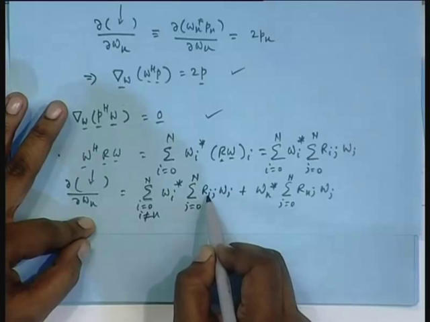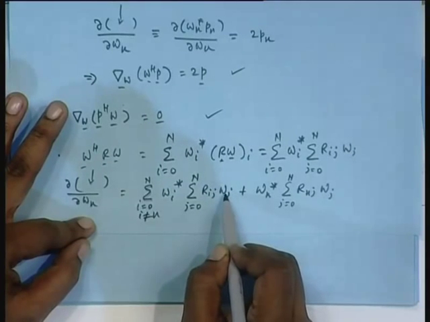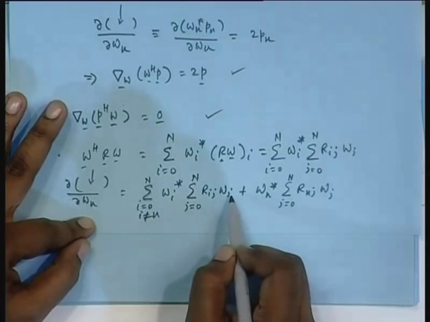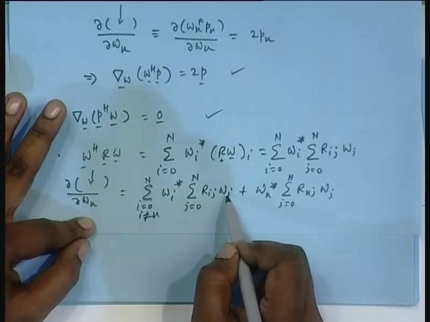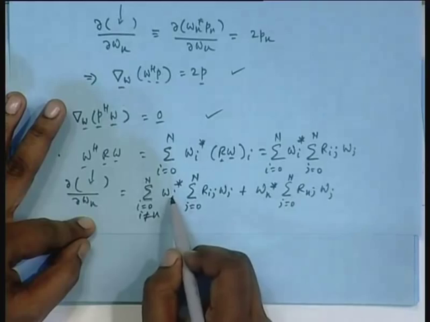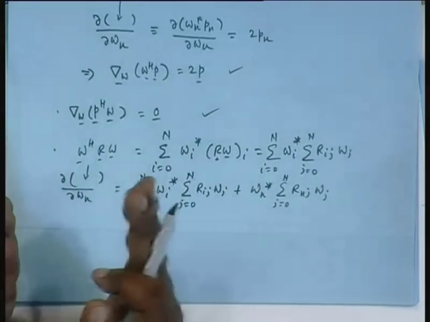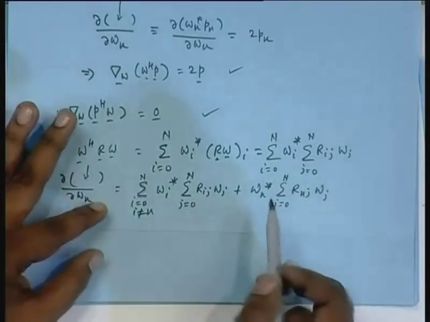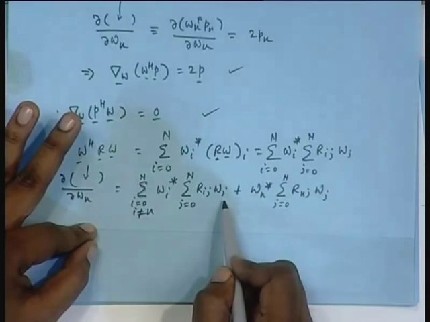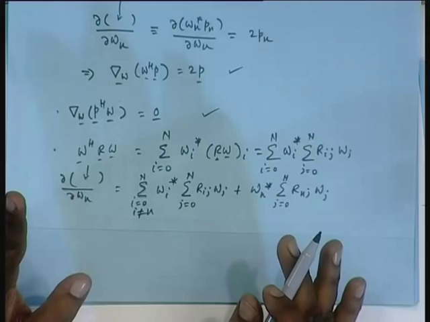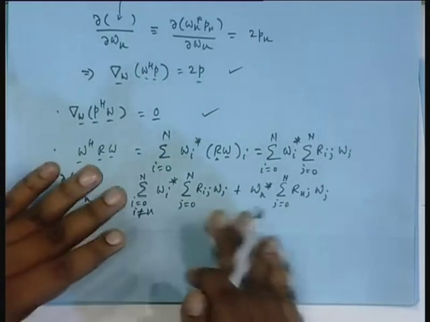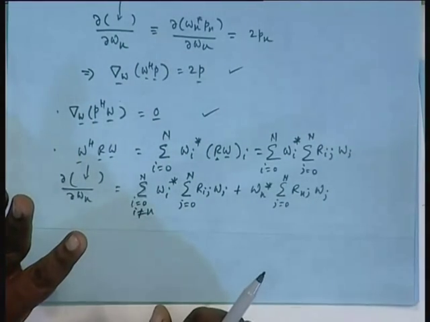So, that time I have R i k W k. R i k could be complex or real, I do not care. R i k W k and W i star. So, W i star R i k is together a constant independent of k, into W k. If you differentiate, you get 0, because there is no W k star. Are you following? So, these are the advantages I get by virtue of that trick I applied.